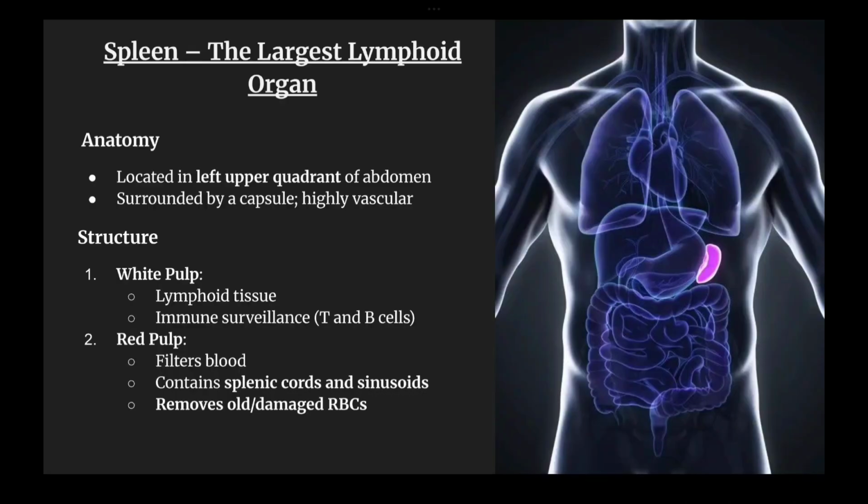Now the spleen. The spleen is one of the largest lymphoid organs, located in the left upper quadrant of the abdomen, surrounded by a capsule, and is highly vascular. Since the spleen is the graveyard of RBCs, that is where all dead RBCs come and are deposited. So all the RBCs are dead over here.